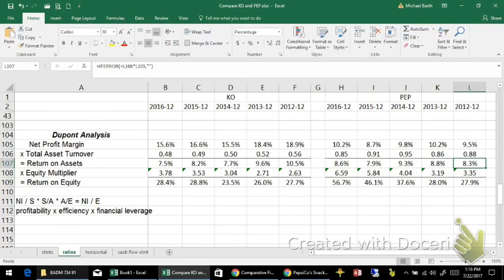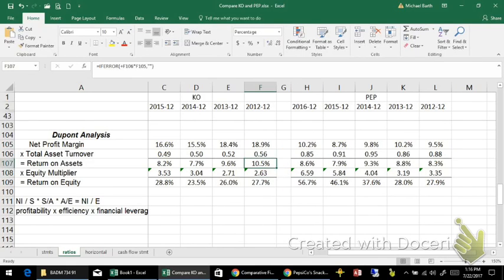Notice that both firms were nearly identical in 2012. If you look at the 2012 numbers, Coca-Cola had twice the profit margin, but the total asset turnover was roughly 60% of the efficiency at Pepsi, but Coca Cola still had an edge on return on assets. But Pepsi used more financial leverage, and they ended up with roughly the same 27.5% return on equity.